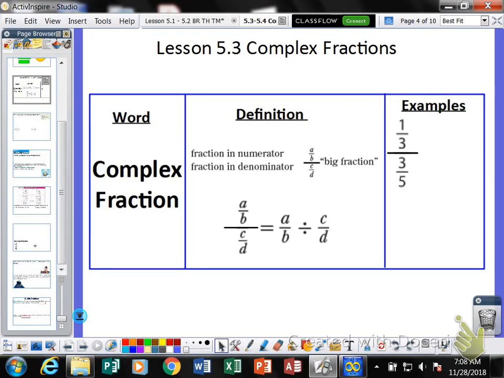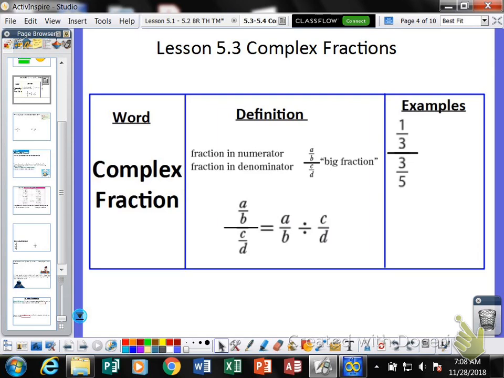So we're going to cover two lessons today. One is a review of complex fractions. We've already done this. We've already divided fractions. But a complex fraction is basically a fraction divided by another fraction, where there's a fraction in the numerator and a fraction in the denominator. It's called a big fraction.